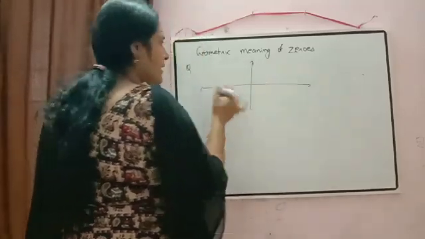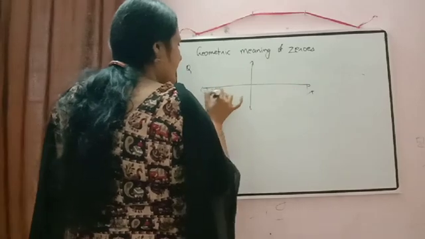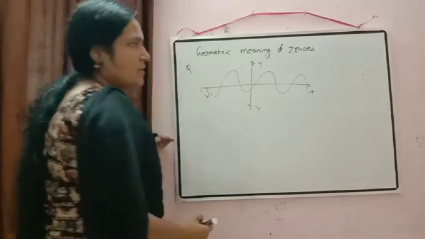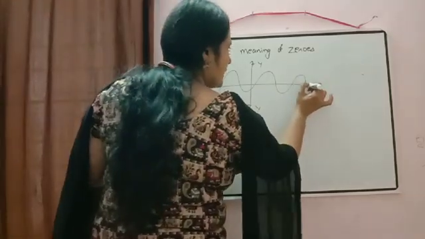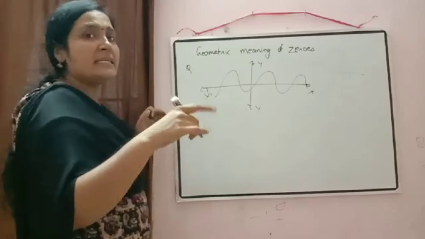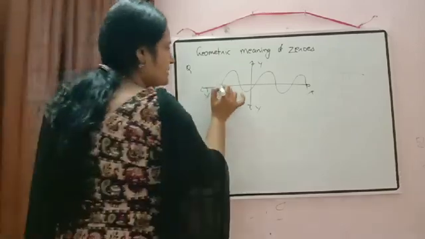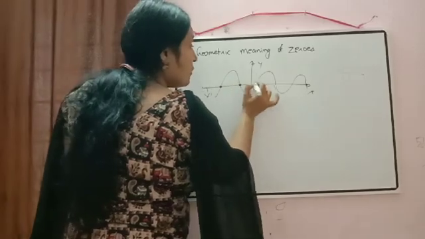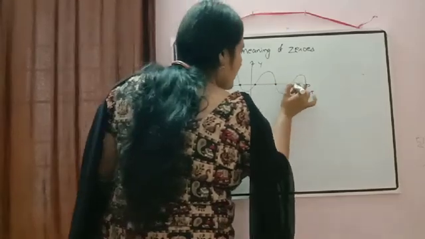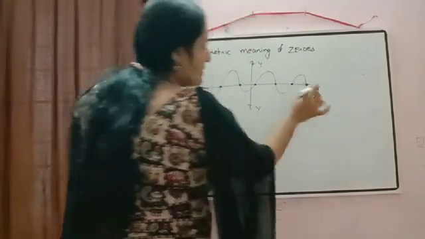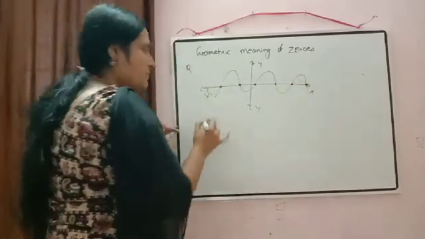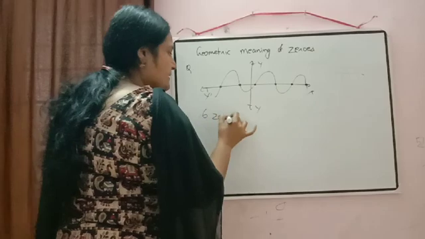Suppose I am drawing a graph here in this way, with x dash, y, y dash. So how many zeros are there for this polynomial? Just count how many times it intersects the x-axis. Only the x-axis, okay, not the y-axis. 1, 2, 3, 4, 5, 6. So the polynomial intersected the x-axis 6 times, so this polynomial will have 6 zeros.